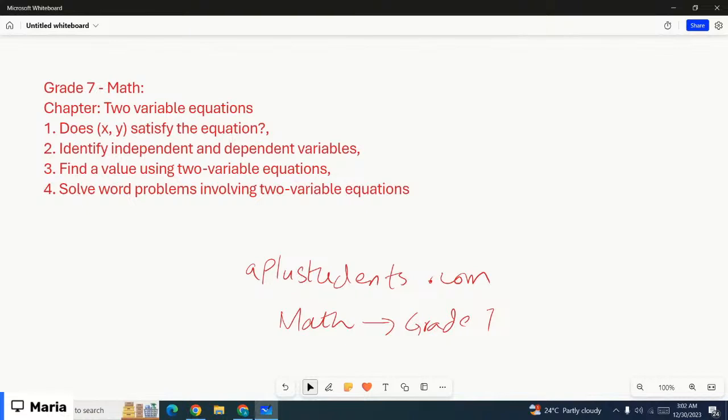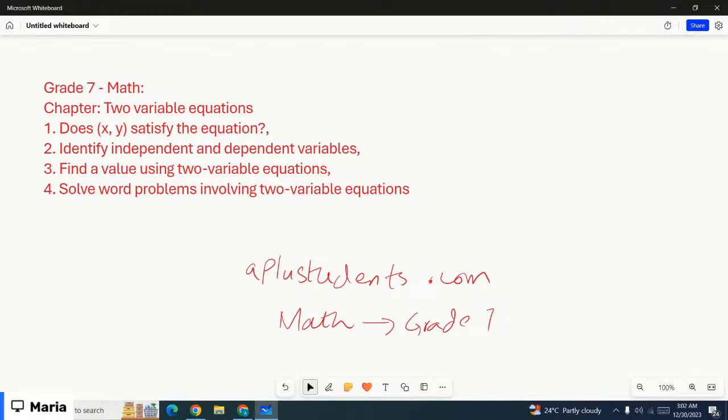We're going to start with chapter 2, two variable equations, and the lessons we're going to cover from the chapter are: Does xy satisfy the equation? Identify independent and dependent variables. Find a value using two variable equations. Solve word problems involving two variable equations.